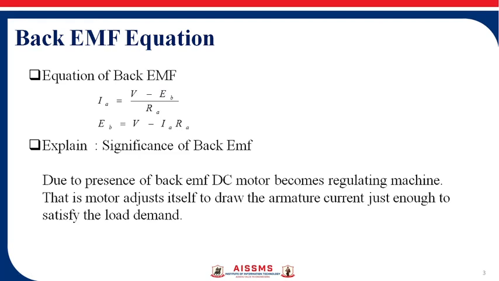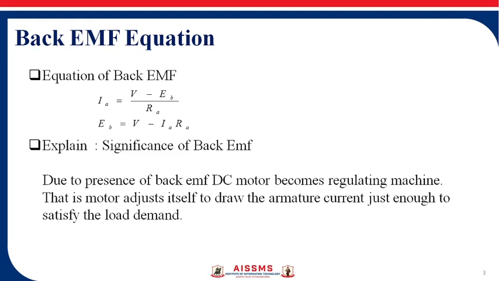But this back EMF has some significance. Due to the presence of this back EMF, the DC motor becomes a more self-regulating machine because it adjusts itself to draw armature current just enough to satisfy the demand of the load. The basic principle is that the back EMF is proportional to the speed of the motor.